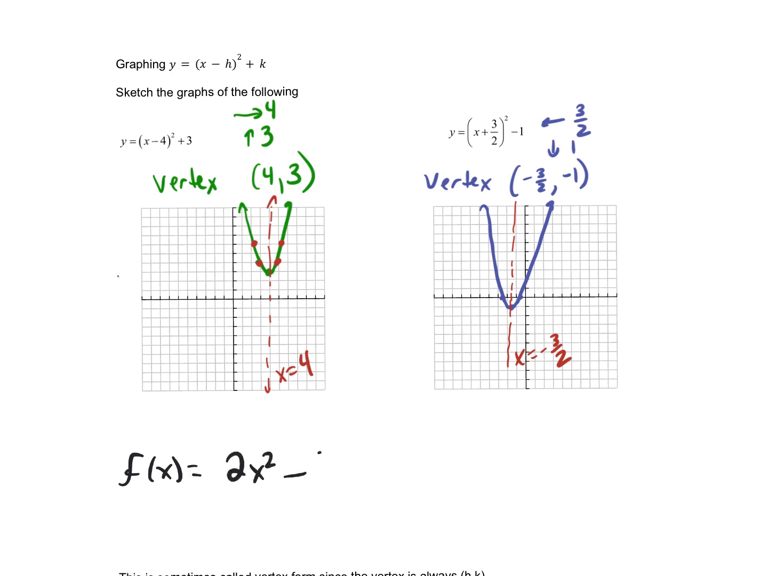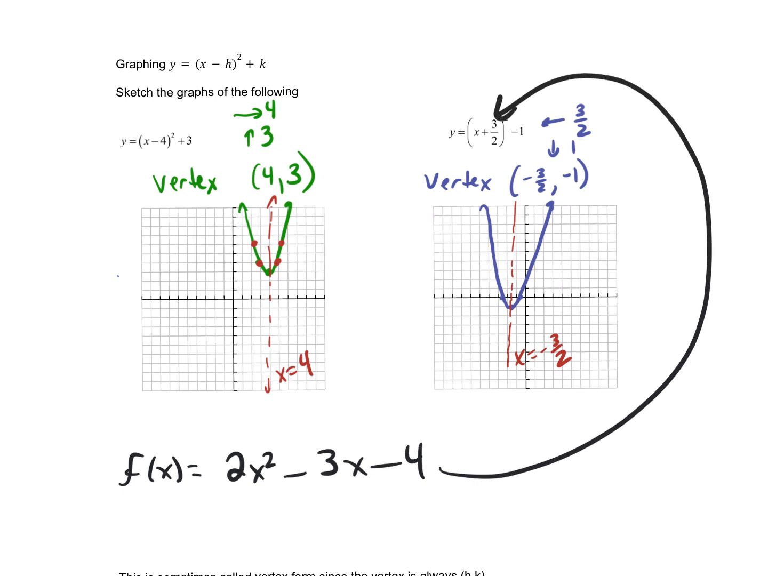What if I have it in 2x squared minus 3x minus 4? I really can't see how it moves left and right from this form, so I'll have to figure out how to take it from this to something that looks more like this.